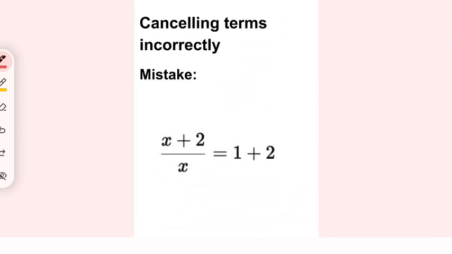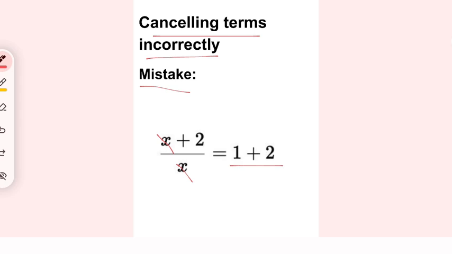And here's another math mistake, canceling terms incorrectly. So this is a mistake. For example, we have x plus 2 divided by x. In this case, you cannot cancel x like this. Nope, it's not possible. You cannot cancel out x like that and answer it as x or 1 plus 2. That is not the correct way.